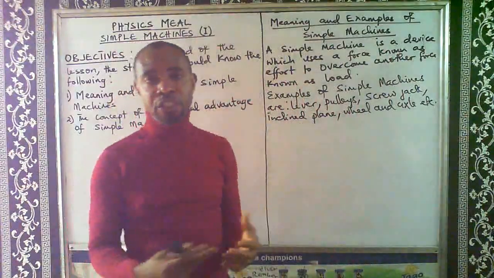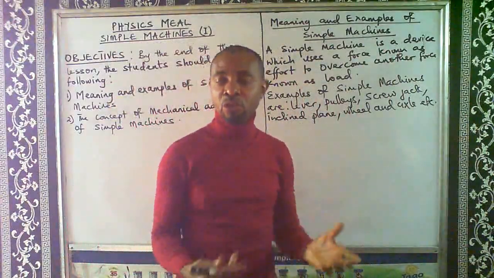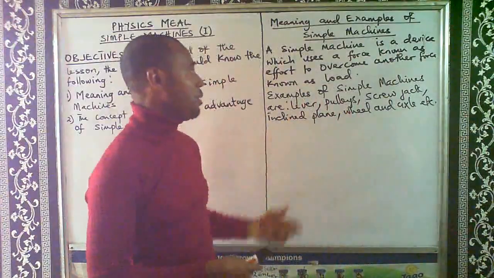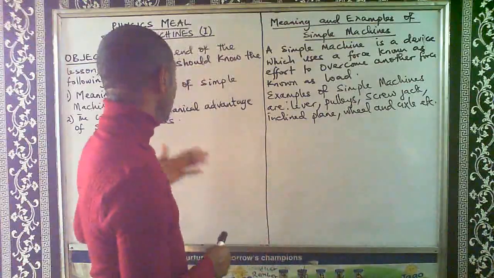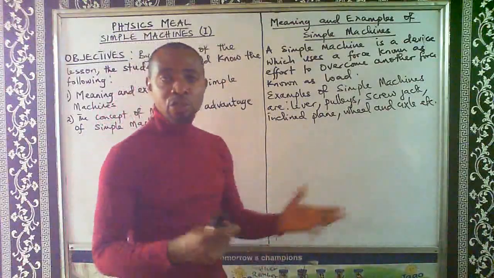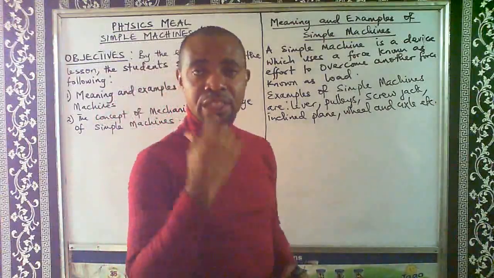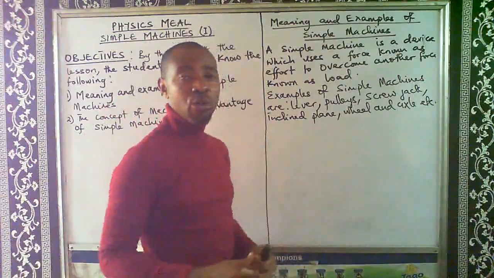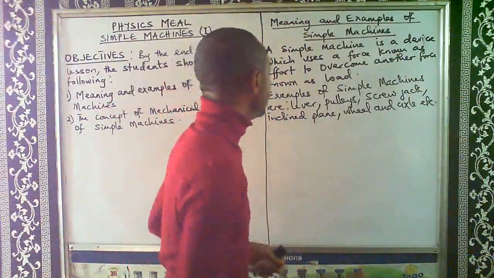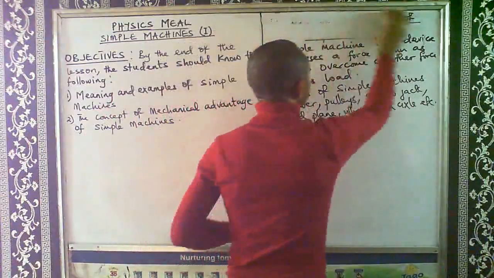It's also efficient in doing what? In doing work. So these are some of the machines that we have. And that's all for the first objective. Let's look at the second objective quickly, which is looking at the concept of mechanical advantage of simple machines. So let's look at that together.